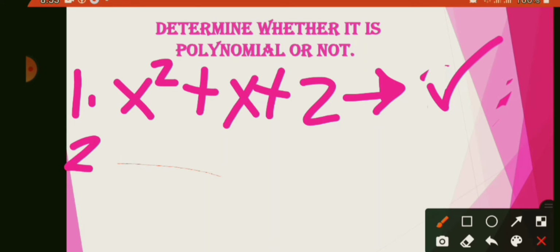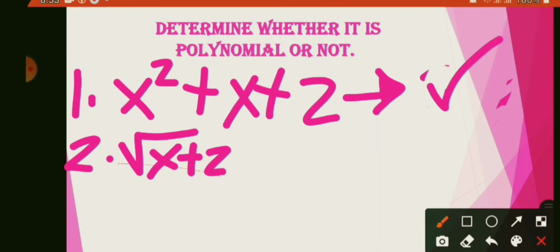How about this equation? We have the square root of x plus 2. So it is not polynomial. Why? Because it has the square root, so that is not polynomial.